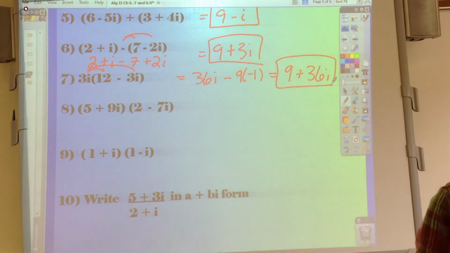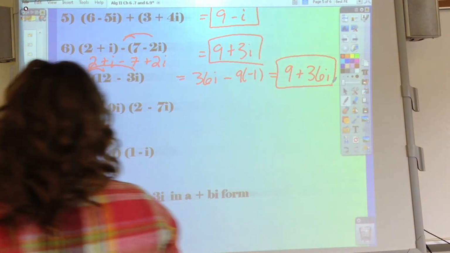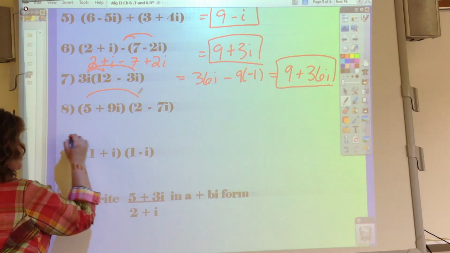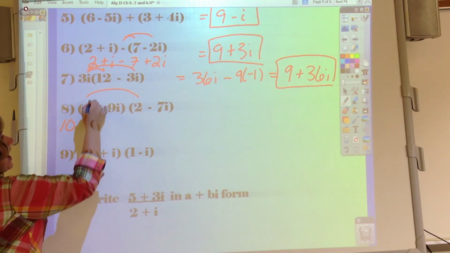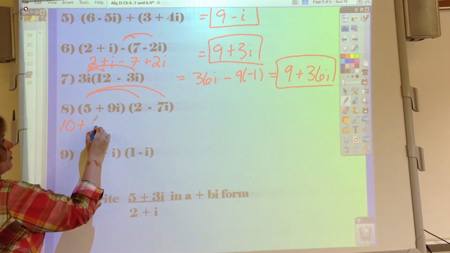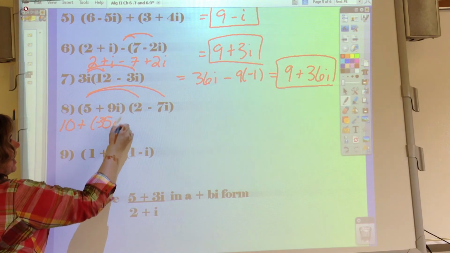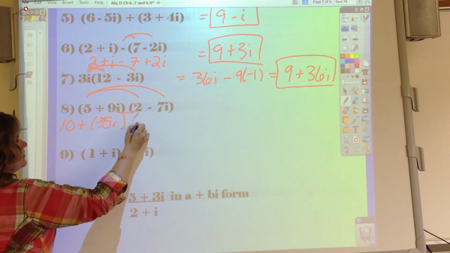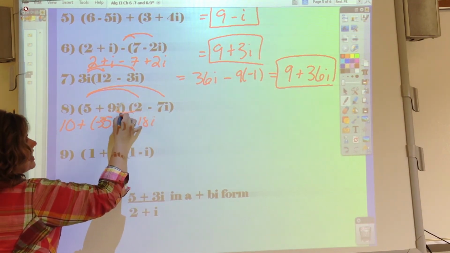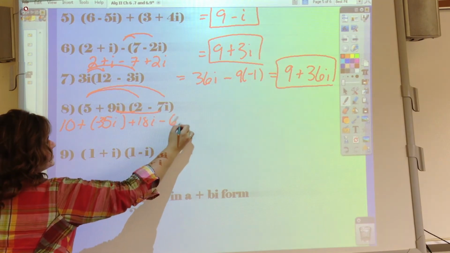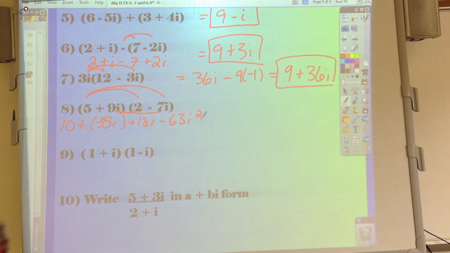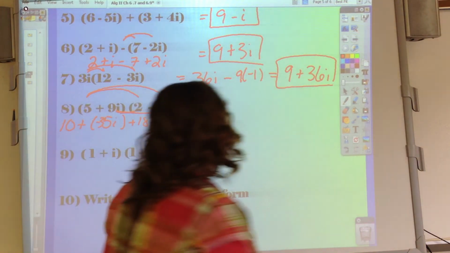All right, in number 8, we're going to go up a notch, and we're going to utilize FOIL. First, 5 times 2, which is 10. Outer, 5 times negative 7, which is a negative 35i. Inner gives me an 18i. And last gives me a negative 63i squared. Now let's change our i squared to negative 1 and combine like terms in the same step.